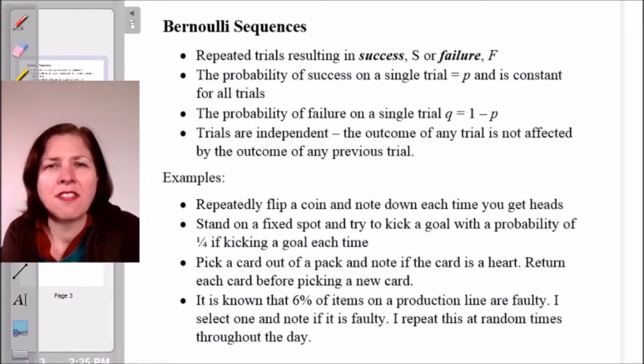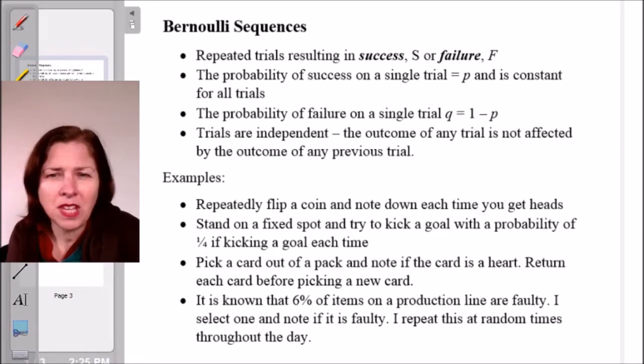So one of the other important things for a Bernoulli sequence is that trials are independent. The outcome of a trial doesn't change the probability the next time I go in for a trial. So some simple examples would be repeatedly flipping a coin, and then you note down each time you get heads. You might stand on a fixed spot and try and kick a goal with a probability of 1/4 of kicking a goal each time. You might pick a card out of a pack and note whether or not the card is a heart, and then return each card before picking a new card.